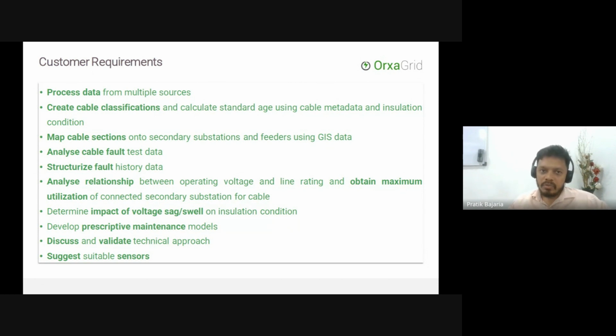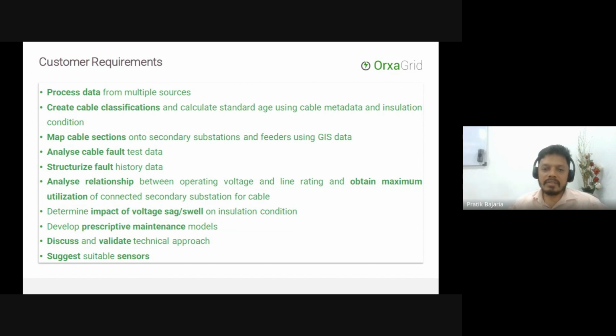Having said that, once you acquire the data, you want to do classifications in terms of age using the metadata or the insulation conditions. Apart from that, you map the cable sections onto secondary substations and feeders using the geographical data. Again, if a cable section has a water body nearby, such as a river or a lake, you can expect a straightforward ingress kind of problem for these cable sections or feeders.